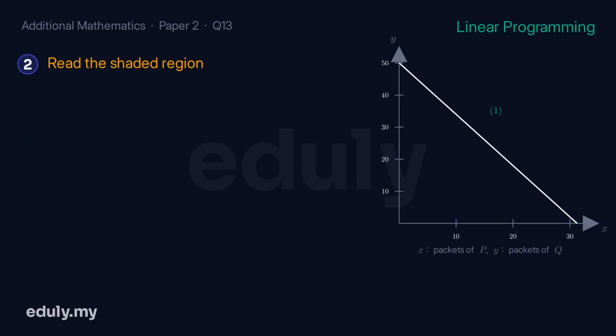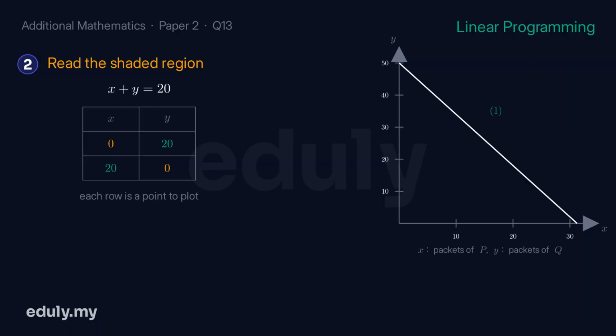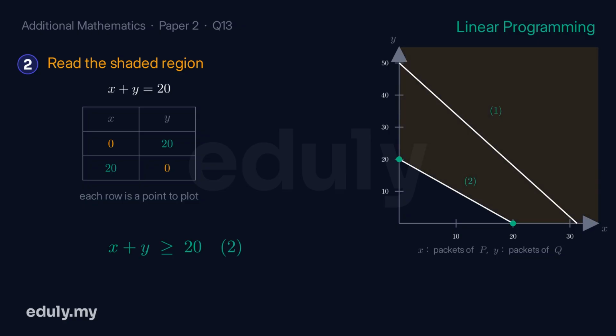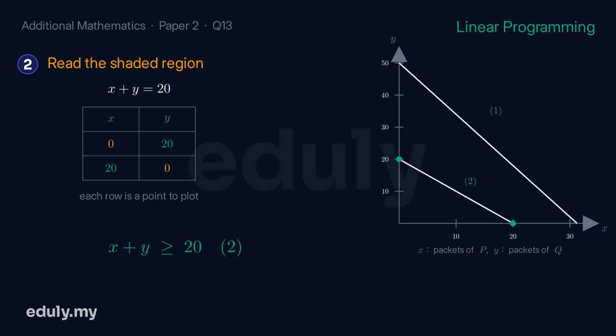Part B. The given shaded region has a boundary to read. The boundary cuts both axes at 20, so its equation is x plus y equals 20. The shading sits above the line, so the rule is x plus y at least 20. Constraint 2.